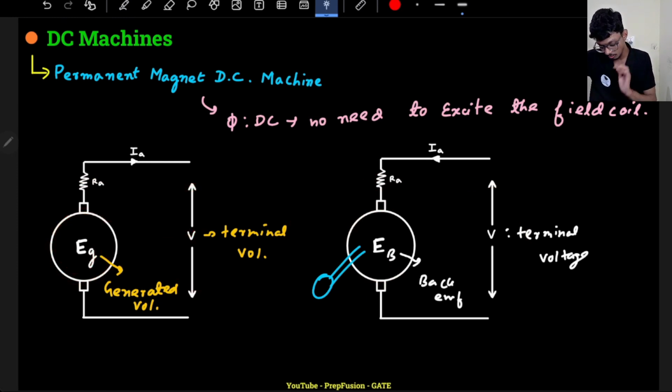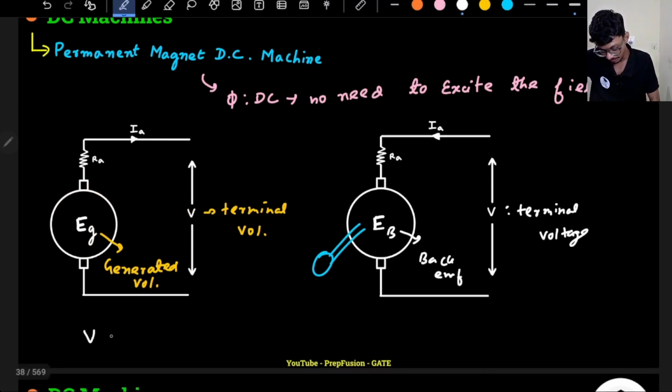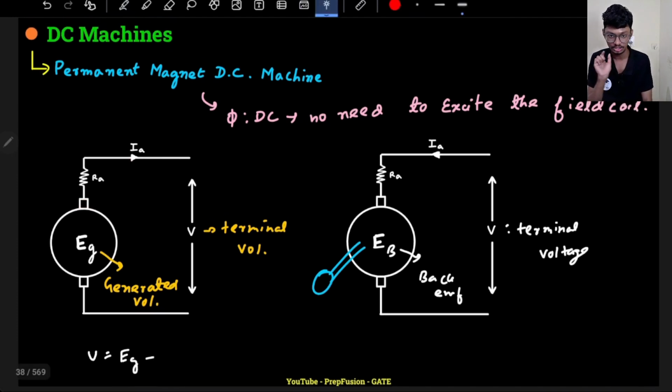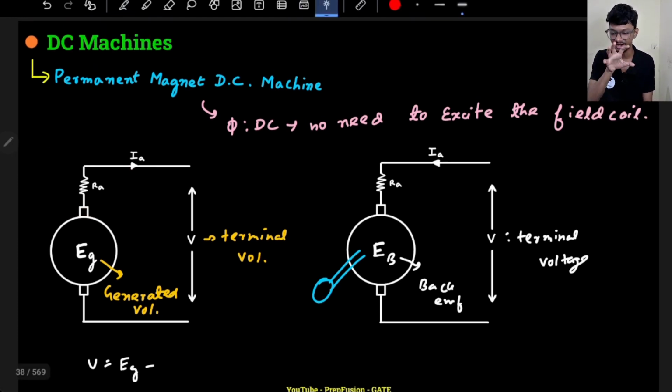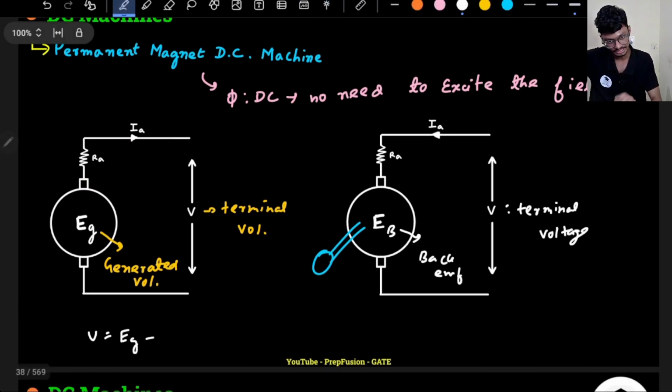So now very basic KVL. What will be the terminal voltage? Terminal voltage will be the generated voltage minus the drop across the armature resistance, because all the coils will have some resistance. I will derive the expression for armature resistance later on. So basic KVL and KCL I am applying. So it will be EG minus IA into RA.